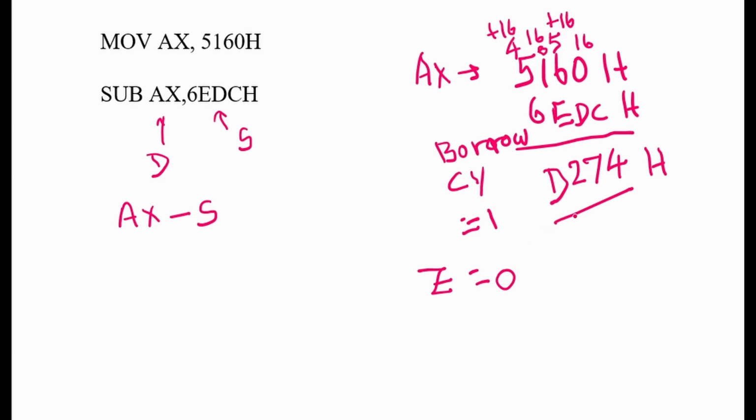In this calculation, I have made a mistake. I have taken D as 14, actually it is 13. So let us see how to find out the mistake using the 8086 emulator.